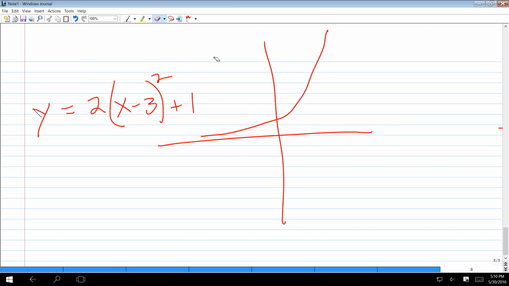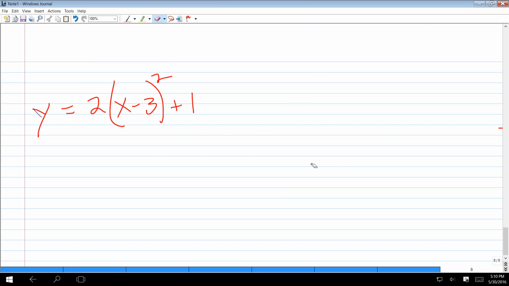Shifted one to the left? No. This is the horizontal shift, the part that's inside the original function. Oh, so it shifted one up. One up, that's a vertical shift. And this 2 is a stretch factor.